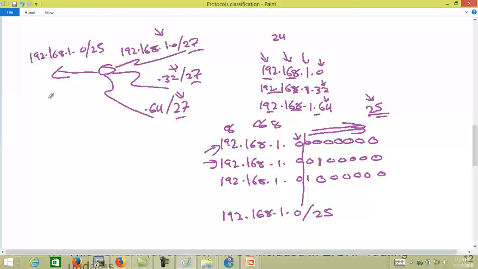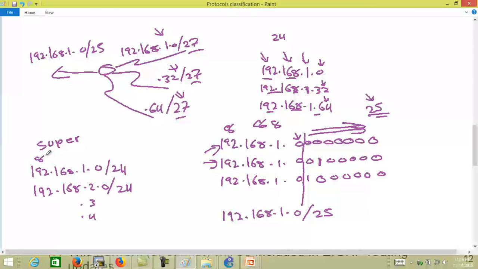Now what we have seen here is what we call summarization. Supernetting is where you take classful IP addresses and you summarize them. So maybe this is where you had 192.168.1.0/24. We know that's a class C that has never been subnetted. Let's say we have 192.168.2.0/24, .3, .4, like that, and we want to summarize.